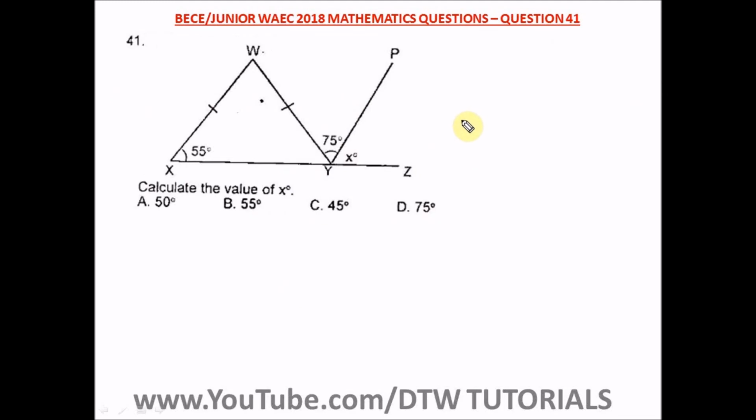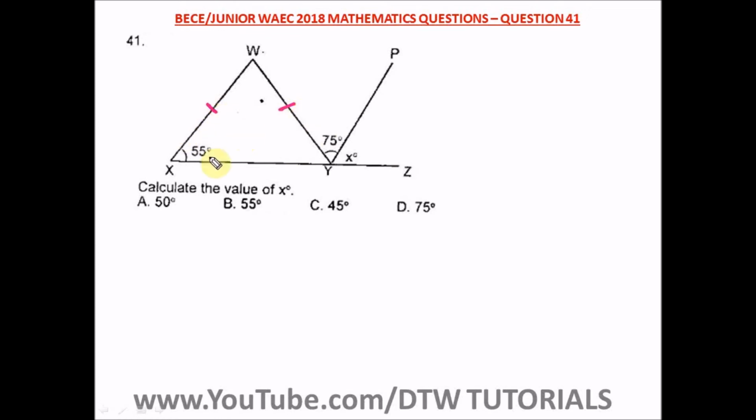Question 41 of the BECE Junior WAEC 2018 Mathematics Past Question. That's your OBJ question 41. It says calculate the value of x. We're to find the value of x. So from this diagram, we have an isosceles triangle.